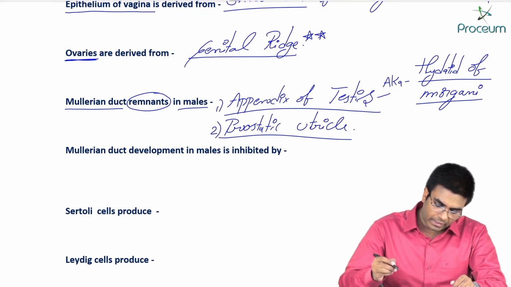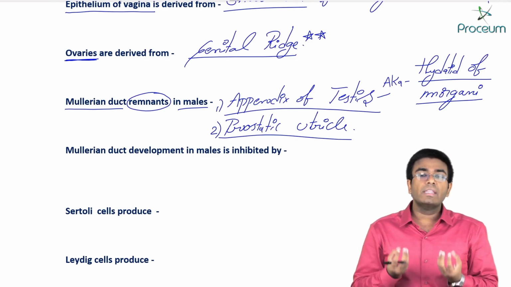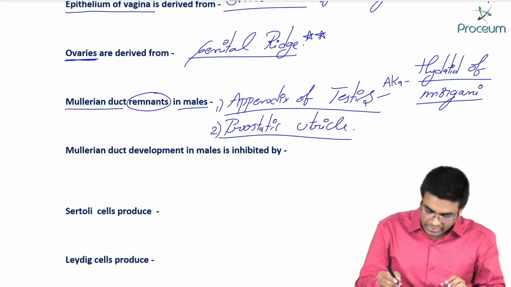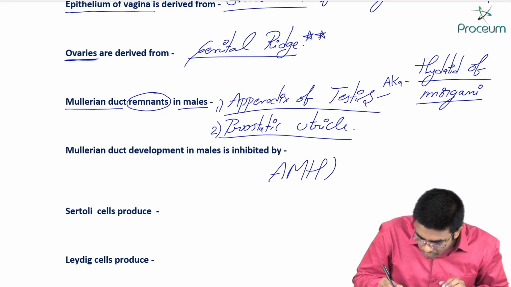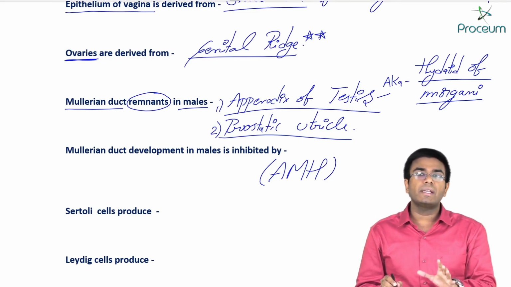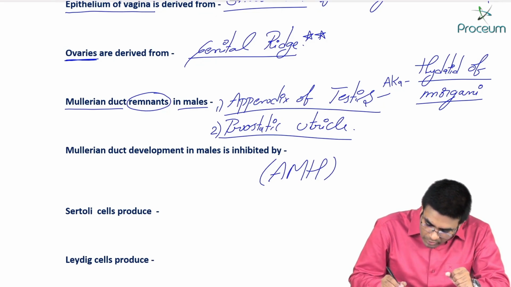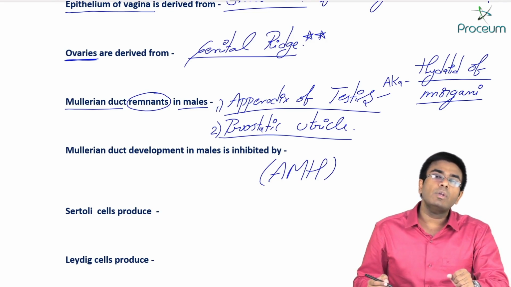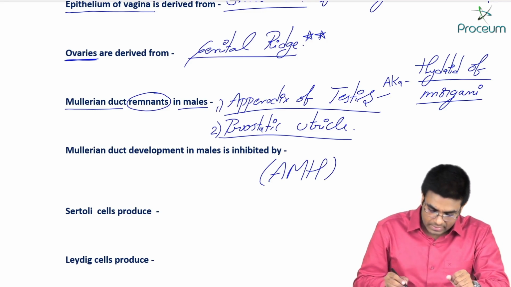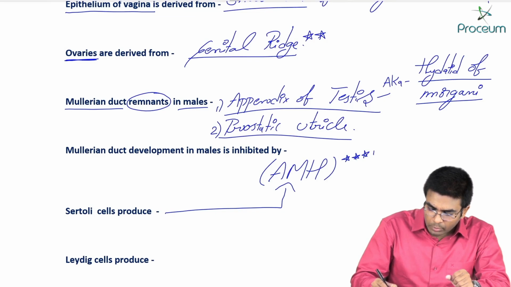Now, Mullerian duct development in males is inhibited by what? In the male, the Mullerian ducts get inhibited and are not going to develop. So who inhibits this? It is anti-Mullerian hormone. The anti-Mullerian hormone in a male inhibits the expression of Mullerian ducts, and they are left as remnants, which are the hydatid of Morgagni and prostatic utricle. Now, where is this anti-Mullerian hormone coming from? It is coming from the testis. And in the testis, which cells produce it? It's the Sertoli cells. Sertoli cells produce anti-Mullerian hormone or anti-Mullerian factor.